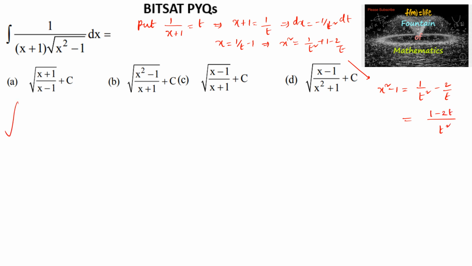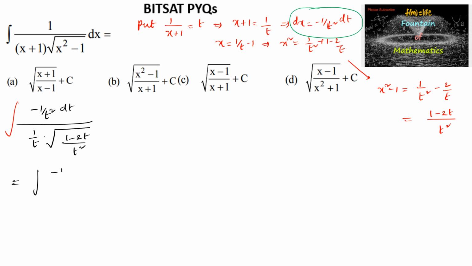So let us substitute here. Integral, dx is minus 1 upon t square dt. So we can write here minus 1 by t square dt upon x plus 1 is 1 upon t into under root of x square minus 1, that is 1 minus 2t upon t square. So we can write integral minus 1 upon t square dt divided by 1 upon t into 1 upon t under root of 1 minus 2t. So here we can cancel and we can write the integral minus dt upon root of 1 minus 2t.